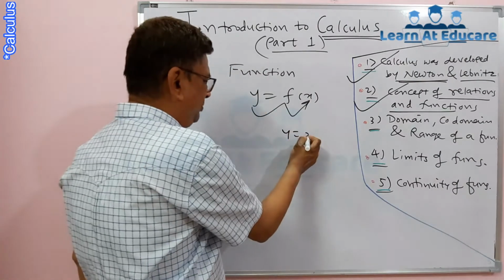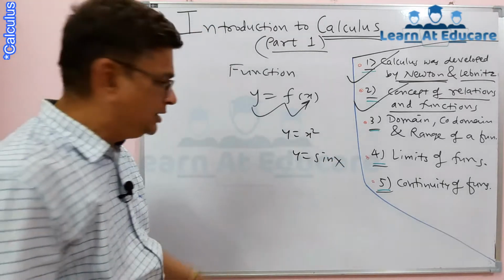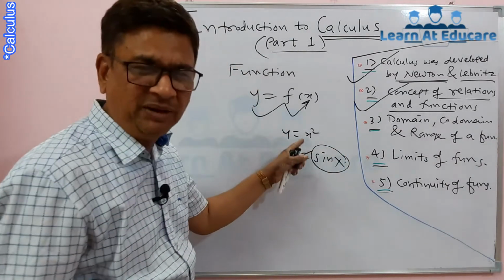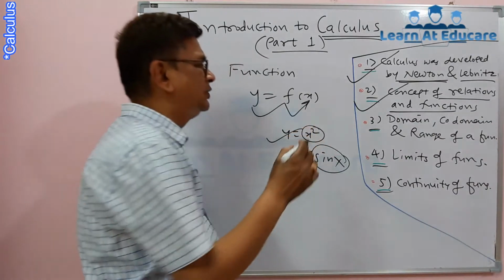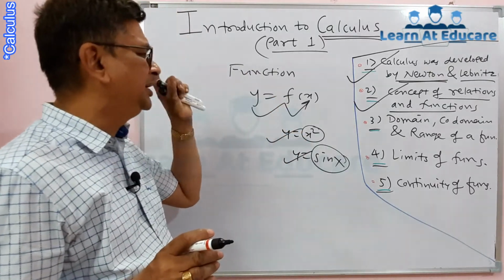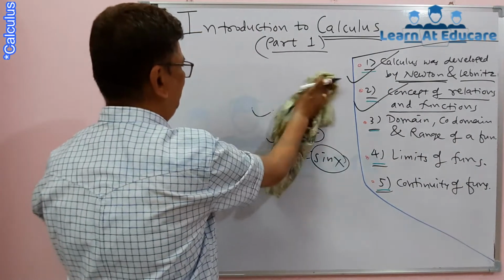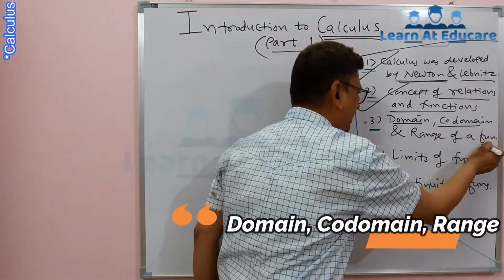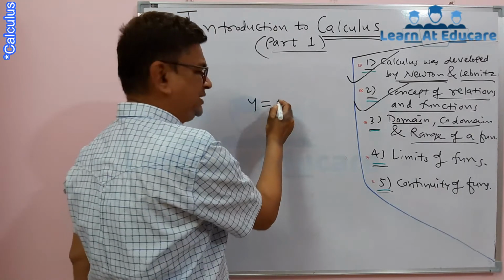For example, if you take y = x², or if you take y = sin x, can you observe that if x changes, sin x also changes and ultimately y changes. In the previous example, if x changes, x² also changes, and it means y also changes. So in short, y depends on x for its value. It's simply a function. Then a function has three important parts called domain, codomain and range. Out of that we will deal with domain and range here with some examples.